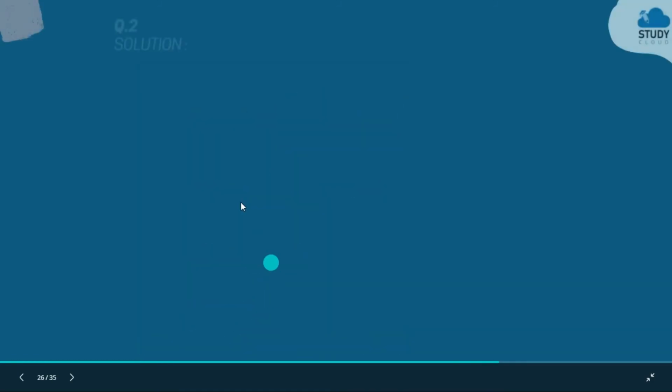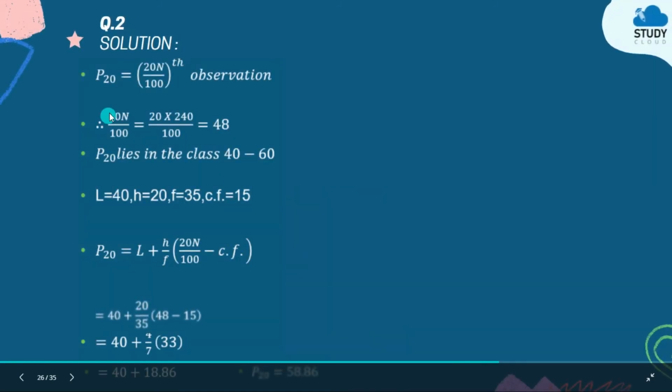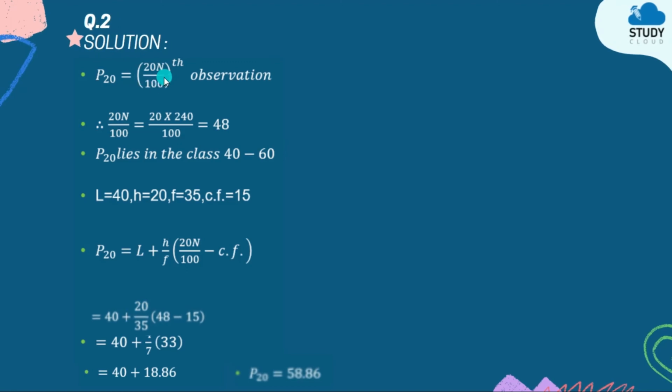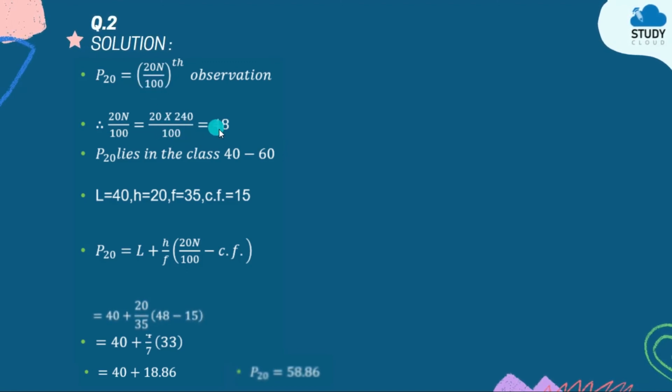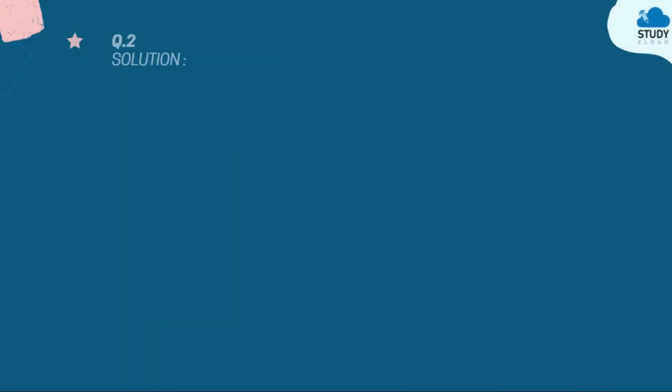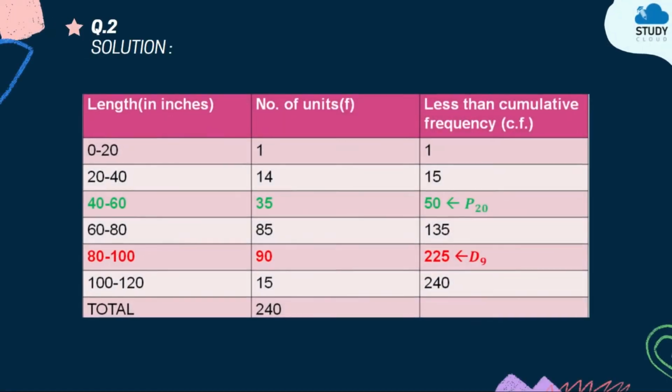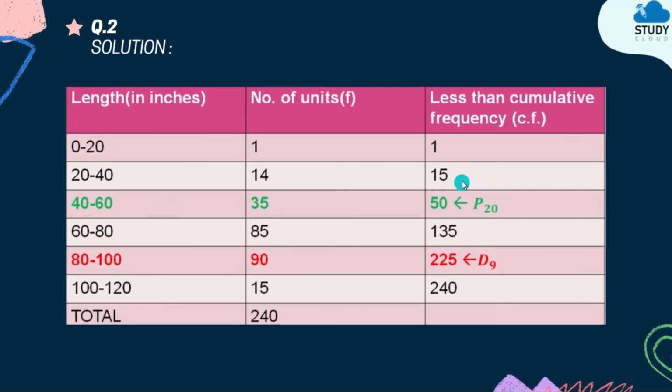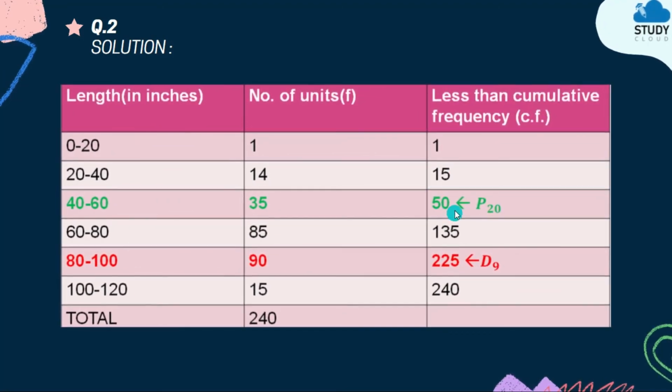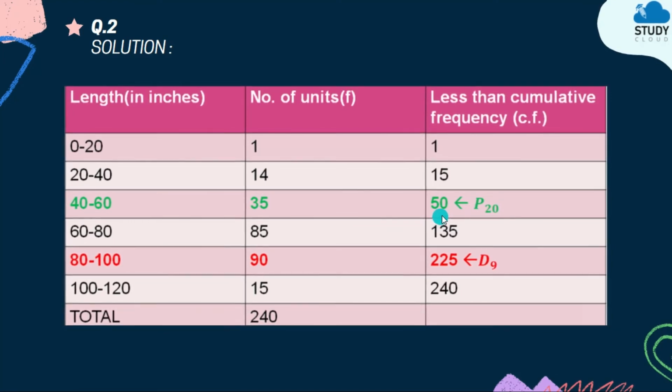Then you have to find P20. So here 20 into n upon 100. So here you get 20 into 240 upon 100. When you multiply and divide it by 100, you get 48. Now remember this number 48. So we'll check the table once again. So 48 will lie between 15 to 50. So always take the bigger value here.